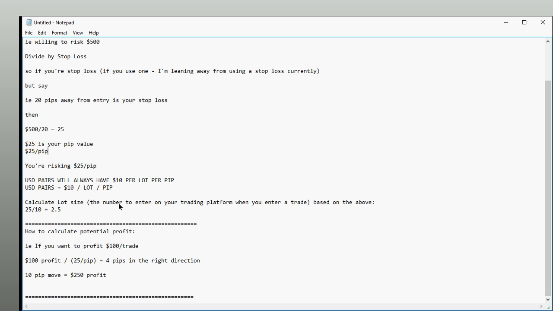With that information, you're also able to see your potential profit. We know how much we could potentially lose here, and we also know how much we could potentially profit. If you want to profit $100 per trade, then $100 divided by how much you're earning per pip, if it moves in your favor, is 100 divided by 25, which is 4 pips in the right direction for a $100 profit. So a 10 pip move would be a $250 profit, and I hope that answers your questions.